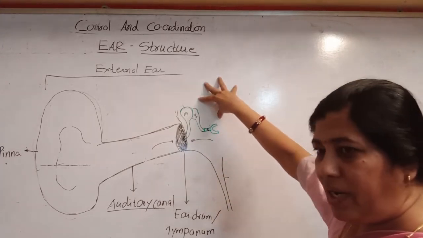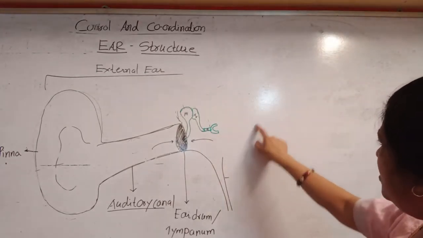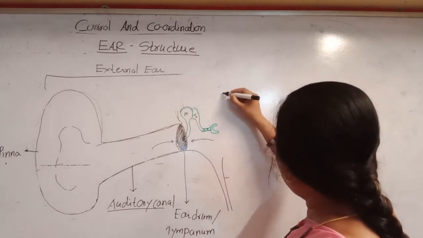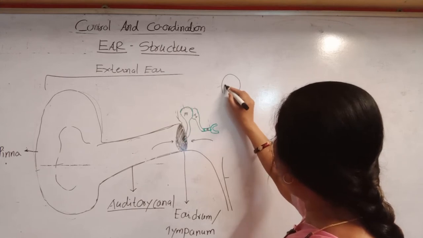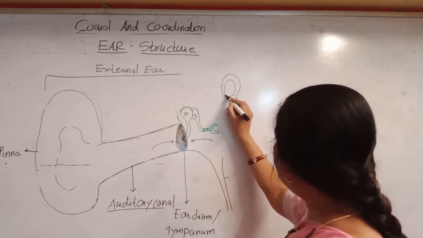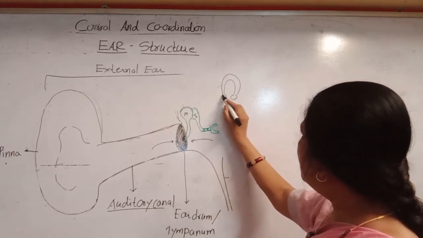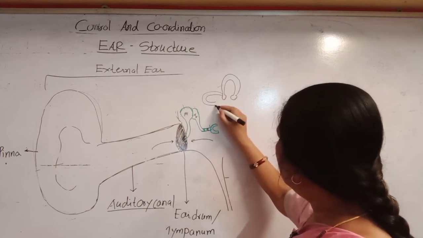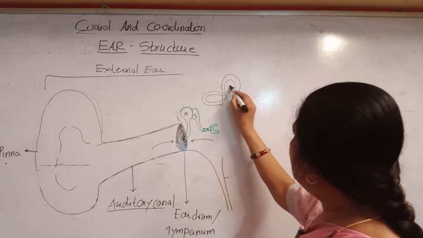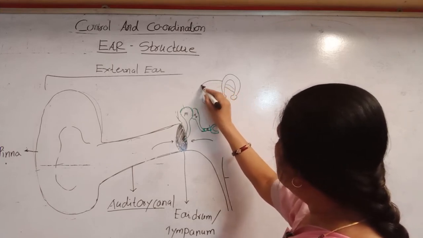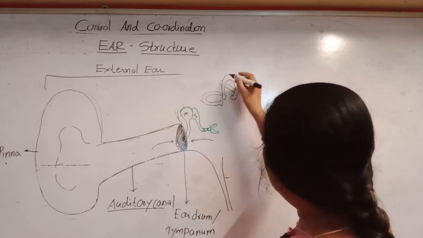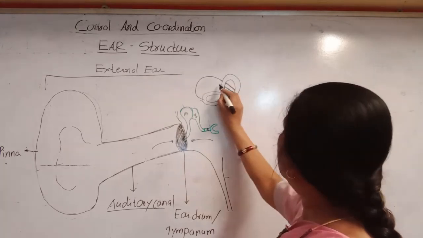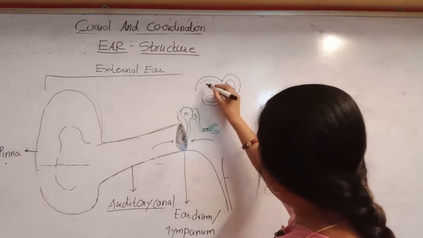So here the vestibular apparatus is present, and below that vestibular apparatus a coiled structure is present, that is called cochlea. The vestibular apparatus consists of three semicircular canals. This is one semicircular canal, ampulla, another semicircular canal, and this is also a semicircular canal. So these three semicircular canals are there.